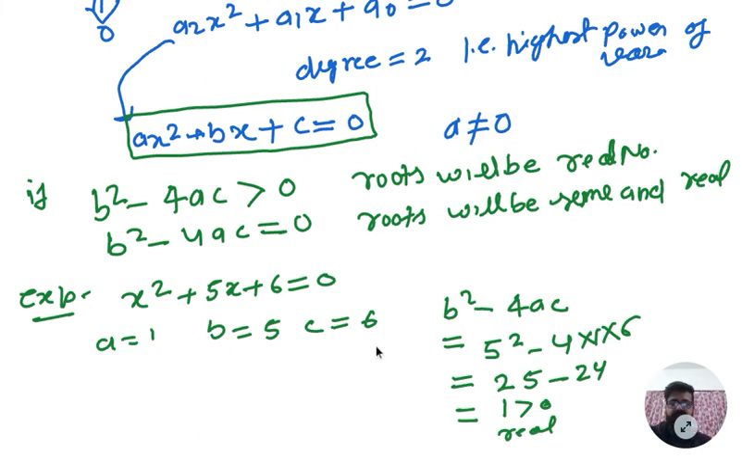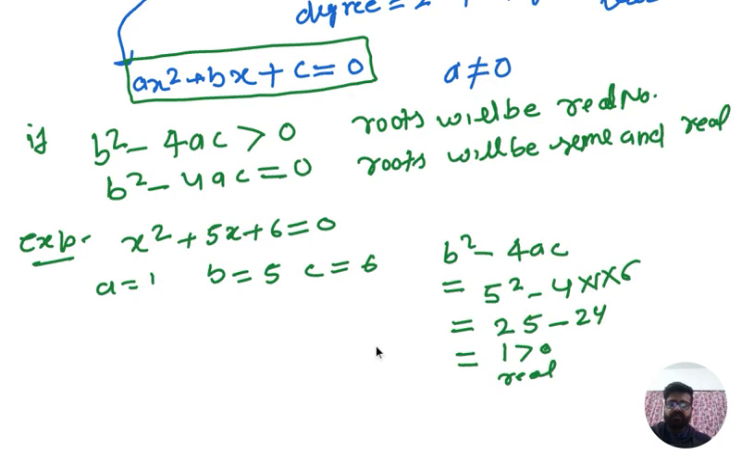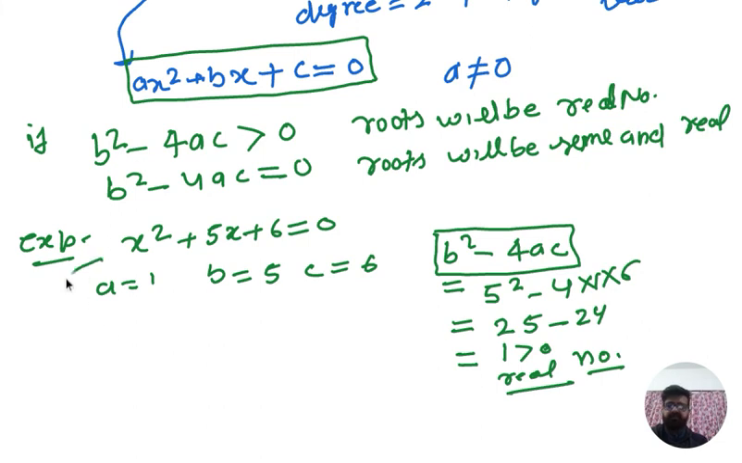Now we find out the nature of roots. We find out the value of b square minus 4ac, and the value of b square minus 4ac is a real number. So the roots will be real for this quadratic equation. So now we will find out the roots of this quadratic equation.